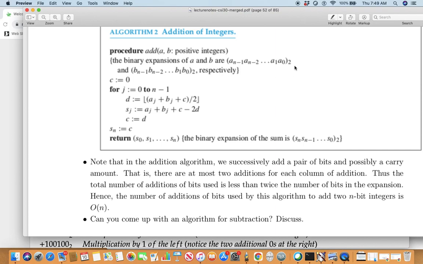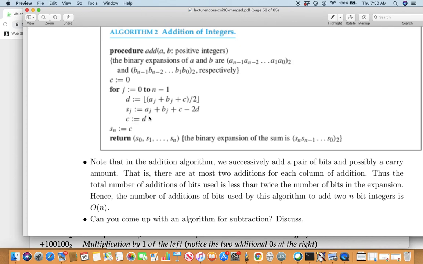Regardless, this is for base 2. Notice A is in base 2, B is in base 2. You add from the 0th index onwards, that is right hand side onwards. So go from right. You add the numbers. C is your carry. To begin with, carry is 0. When you divide, take the floor. What are you doing? You are basically looking for the quotient when the sum is divided by 2.